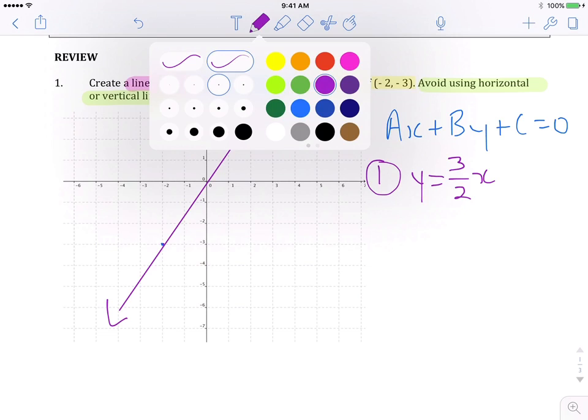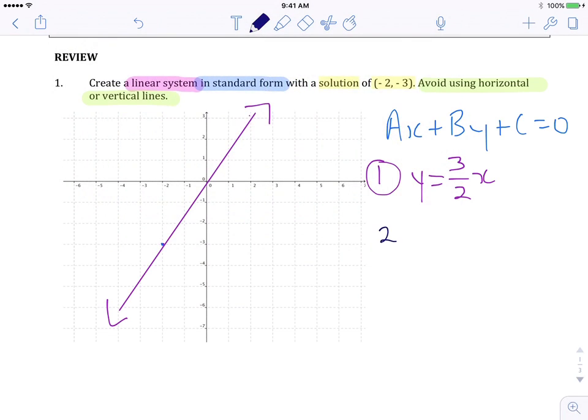Now let's come up with a second one. Second equation, we want to just start again from the point of intersection, and we can literally choose another positive slope. It could be a negative slope or whatever you'd like. Let's try something with a negative slope just to change it up a little bit. So we're going to go down 2 and right 1. Down 2 and right 1. And let's go up 2, left 1, up 2, left 1. And we're going to draw our line there.